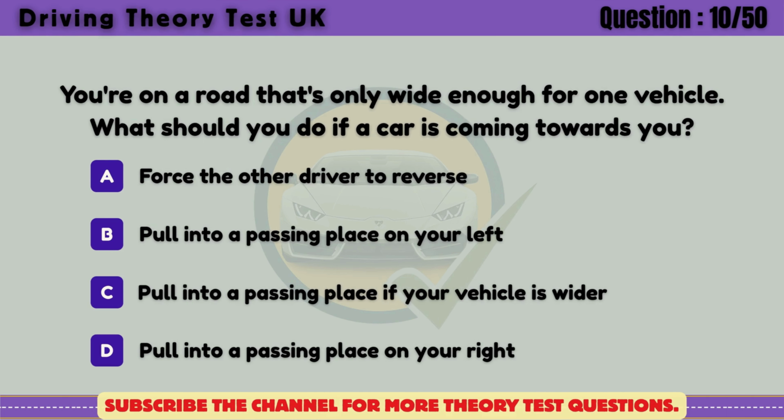Question 10. You're on a road that's only wide enough for one vehicle. What should you do if a car is coming towards you? Option A. Force the other driver to reverse. B. Pull into a passing place on your left. C. Pull into a passing place if your vehicle is wider. D. Pull into a passing place on your right.